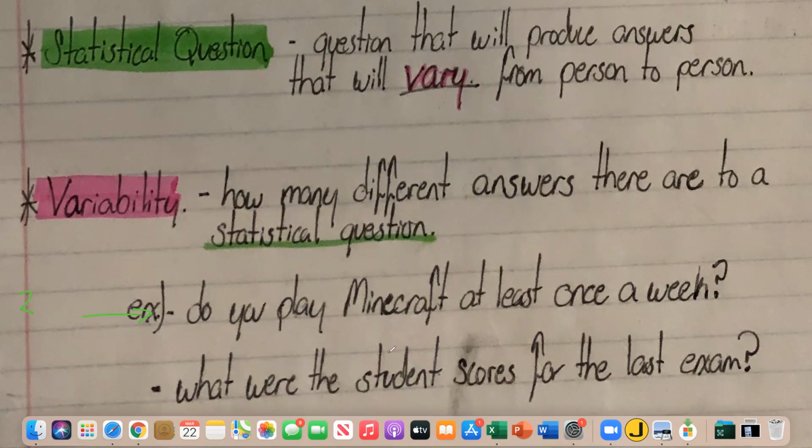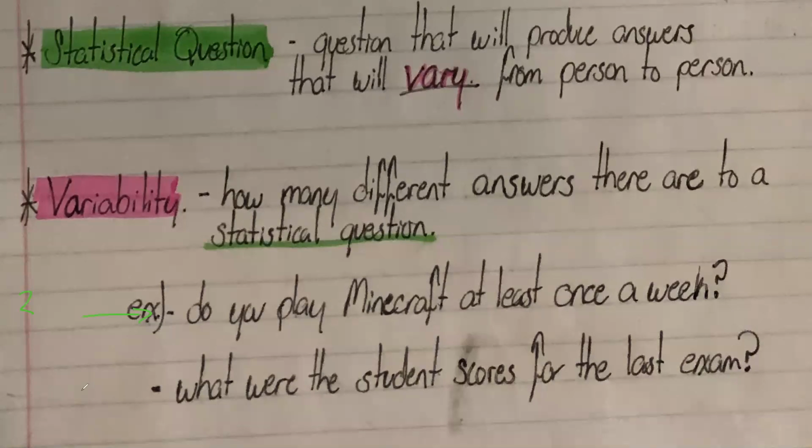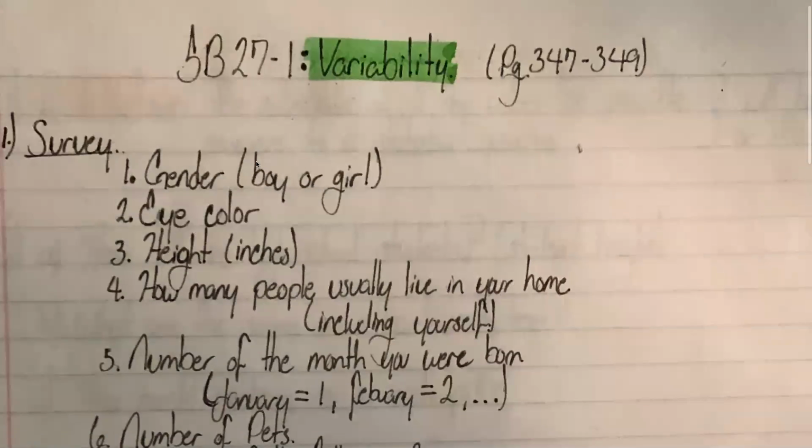Whereas if I were to ask, what were the students' scores for their last exam? Basically, anytime somebody got a different grade, that is a different score for that test. So there's going to be a lot of variability down here, a lot or a high degree. You can write a high degree or a lot of variability. Whereas for do you play Minecraft at least once a week, there is very little or very low degree of variability. And you could say the same thing for each of the questions that we went over up here.